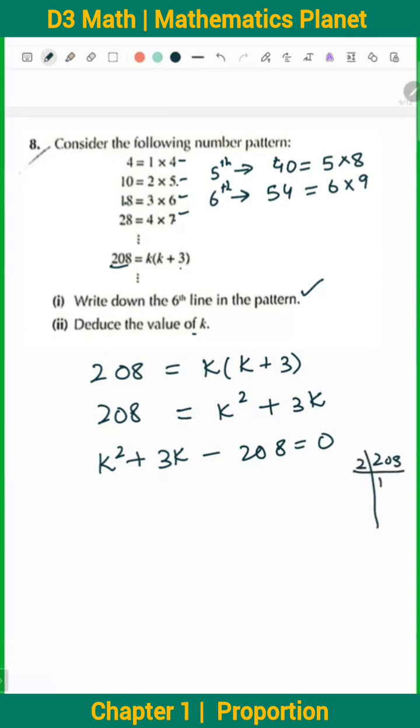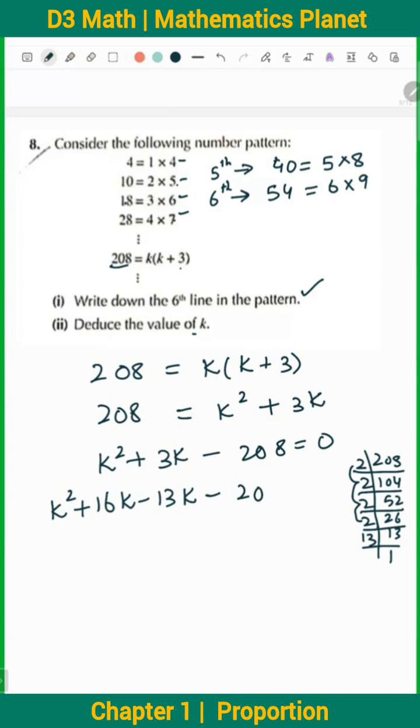2 times 1 is 2, 2 times 4 is 8, 2 times 5 is 10. So it means we have 2 times 2 is 4, 4 times 2 is 8, 8 times 2 is 16. So k square. I am not making you learn how to use the middle term breaking formula, everyone knows how to use it.